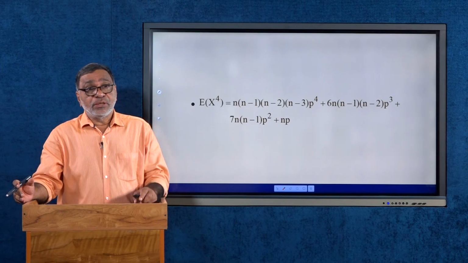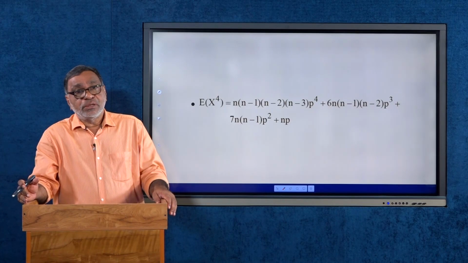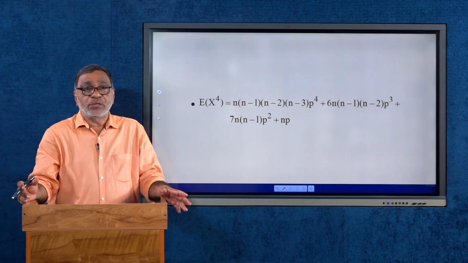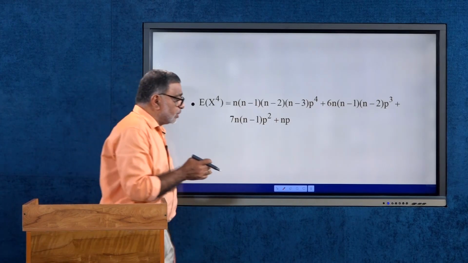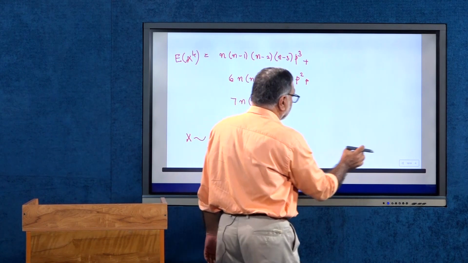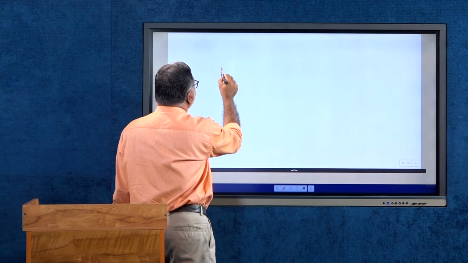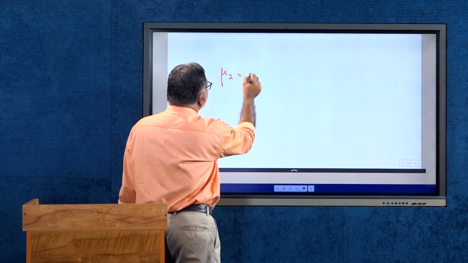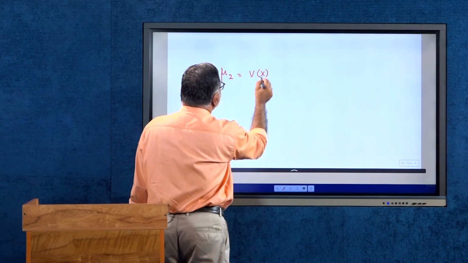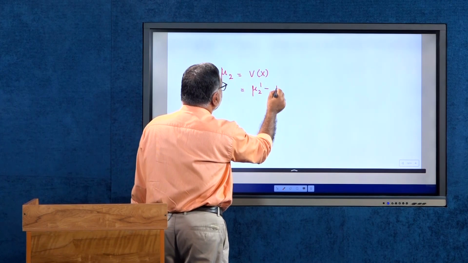From these four arbitrary moments, we are in a position to find the central moments also. So, to find the central moments, mu2 we already calculated, that is our variance, and that is equal to mu2 dash minus mu1 dash the whole square.